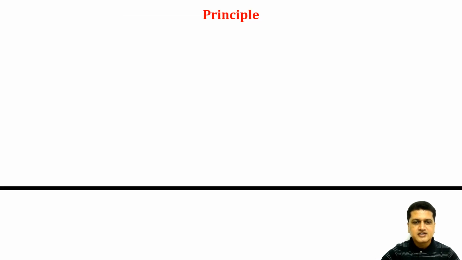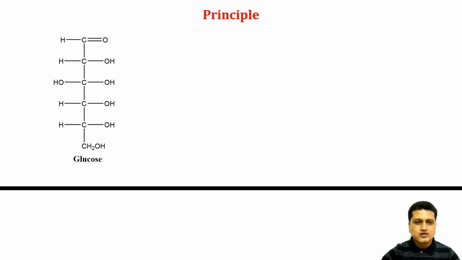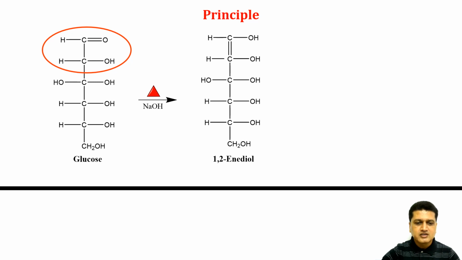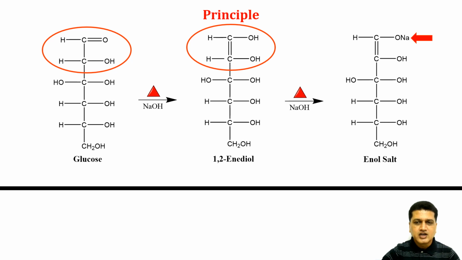Now, let us understand the principle of Cole's method. Reducing sugar undergo tautomerization to form enol salts when boiled under alkaline condition. For example, when glucose is boiled in the presence of sodium hydroxide, it is tautomerized to 1,2-enediol and then to enol salt. 1,2-enediol acts as a powerful reducing agent.